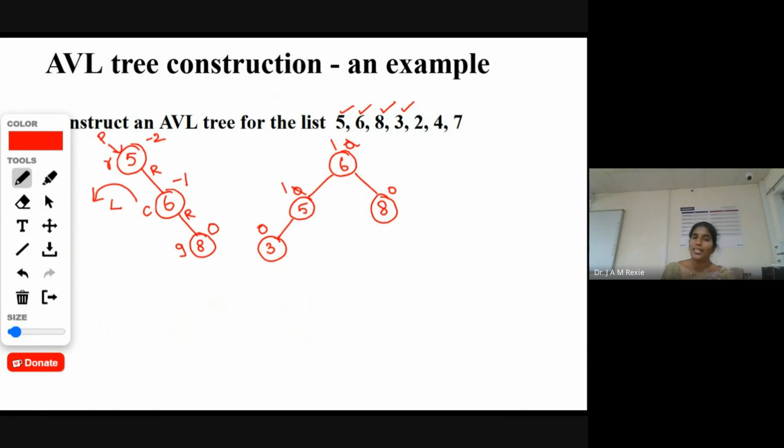How is 6 getting the balance factor as 1? On the left side I have 2 levels, 5 and 3, and on the right side 1 level, 8. So 2 minus 1, we have 1. Fine, and it's still balanced because all the balance factors are within the limit.